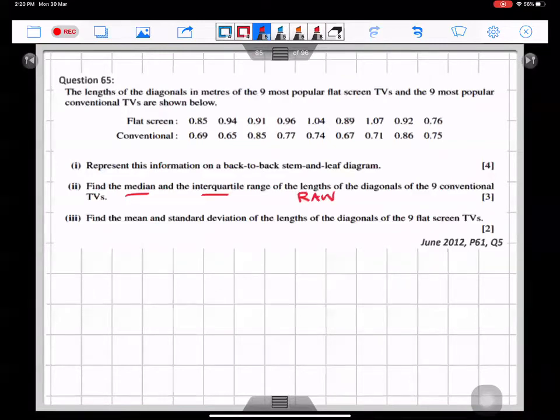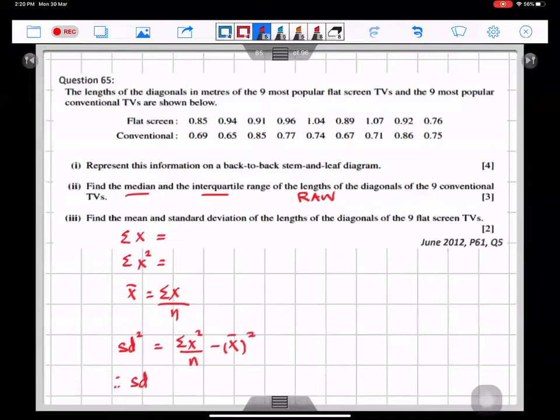That is simple. First do sigma x, then do sigma x square. Then x bar is sigma x over n. And standard deviation, first write the variance. That is sigma x square over n minus x bar square. And then you can take the square root of the variance. So that is question number 65.